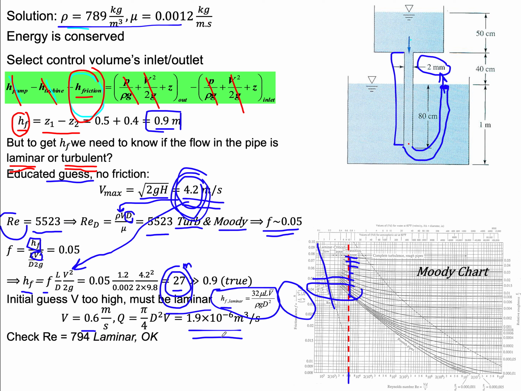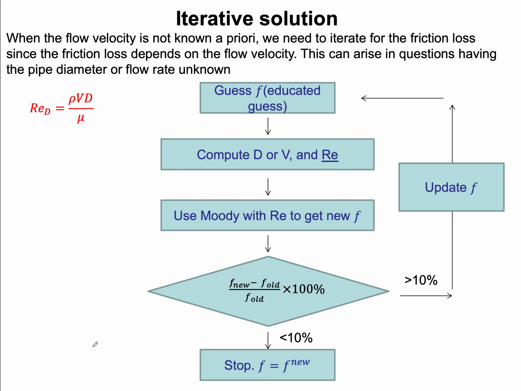Okay, so moving on. We said let's guess that our flow must be laminar, and now we have the velocity. We can check with this velocity what our Reynolds number is. It's less than 2,300, so it's great. So our guess is fine.